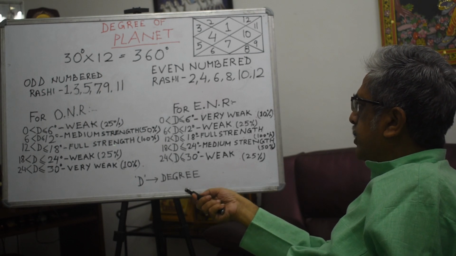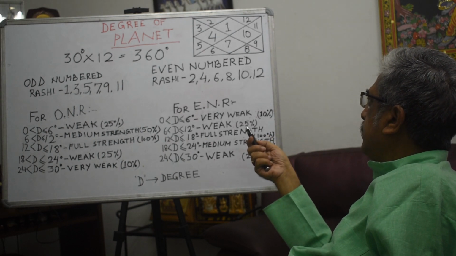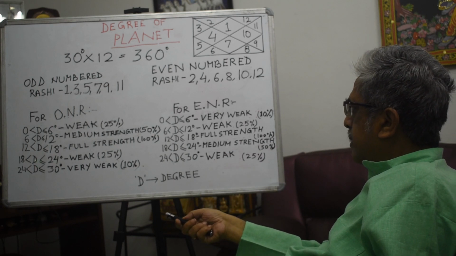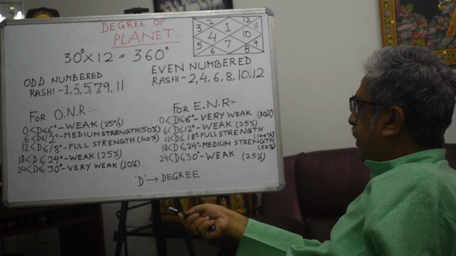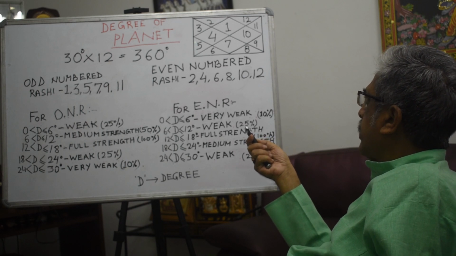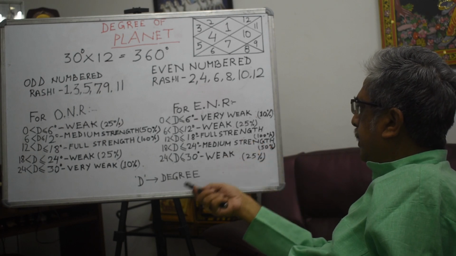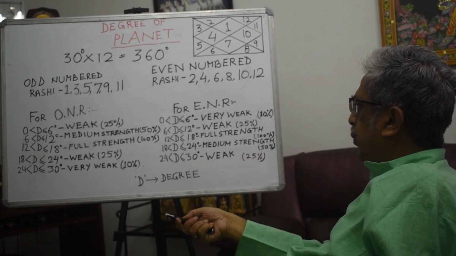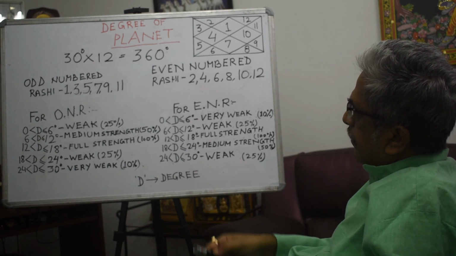Because it is full strength. If the Sun is in, suppose, Gemini Rashi, which is also odd numbered, and the Sun is at 20 degrees, then in this odd numbered Rashi, 20 degrees means 25% result. If Leo Rashi, which is an odd numbered Rashi, has the Sun at 26 degrees, here 26 means between 24 to 30, so the result will be 10%.